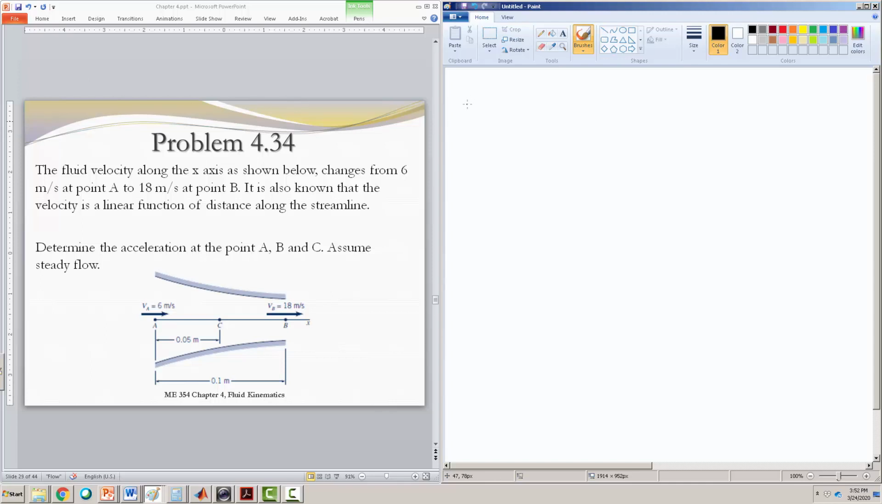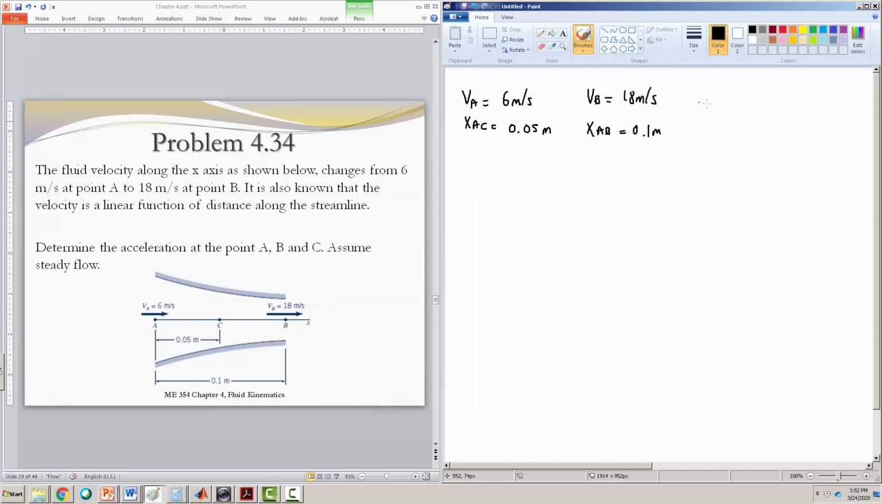Okay, so let's start with the information that is given. They gave us a velocity at point A of 6 meters per second, and a velocity at point B of 18 meters per second. They also told us that the distance between point A and point C is equal to 0.05 meters, and the distance between point A and point B is equal to 0.1 meters.